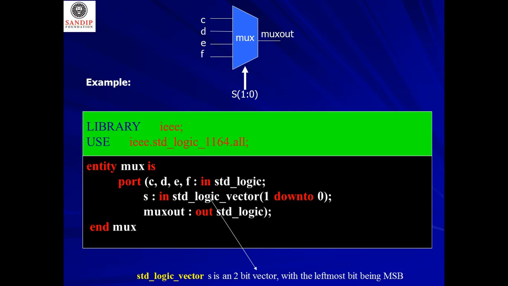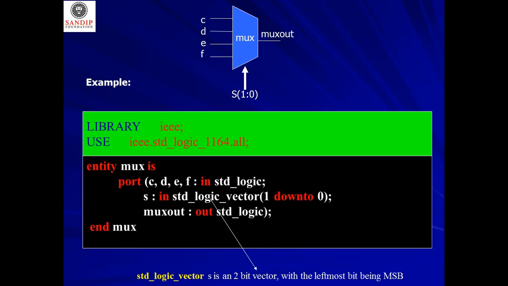Library IEEE semicolon use IEEE.std_logic_1164.all. Entity, we have considered the name of the entity as mux. While writing the name of the entity you cannot use an inbuilt construct name. All the operators like AND, OR, NOR, NAND, all the inbuilt constructs, you cannot write as an entity name. Hence entity mux is port.